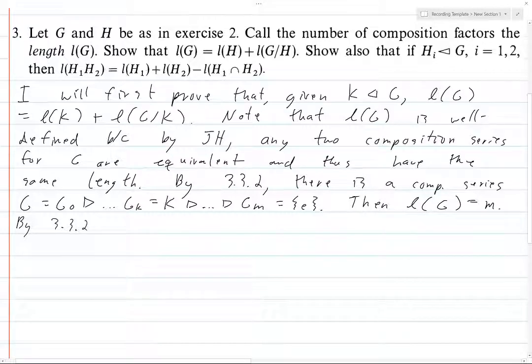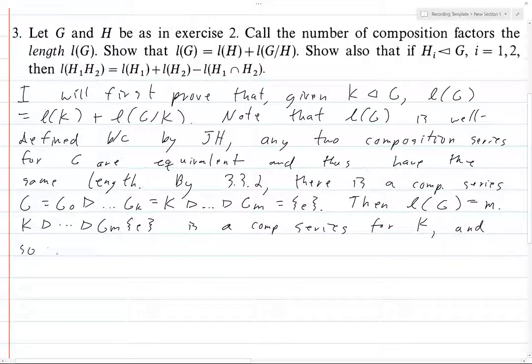By 3.3.2, from k all the way down to e. Well, this isn't even by 3.3.2. This is just something that we state there. But it's obviously true because it's just what a normal tower is. But this is also a composition series. Well, it's a composition series for k.